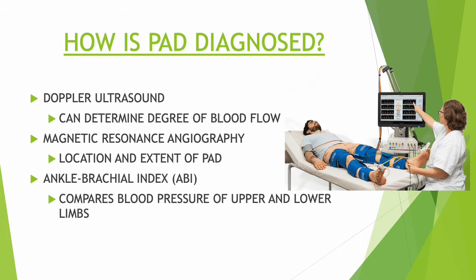How is PAD diagnosed? The Doppler ultrasound can determine degree of blood flow, the MRA shows location and extent of the PAD, and the ankle brachial index compares blood pressures of upper and lower limbs, and that's done with a handheld Doppler, and that's the most common one to diagnose it. It's calcified and stiff arteries in older patients, and those with diabetes often show a falsely elevated ABI.